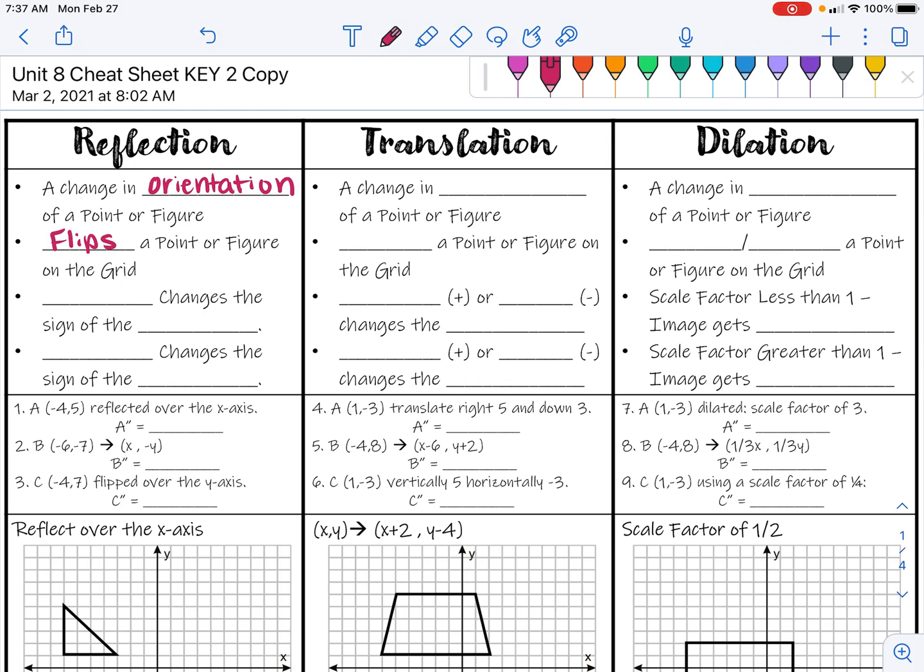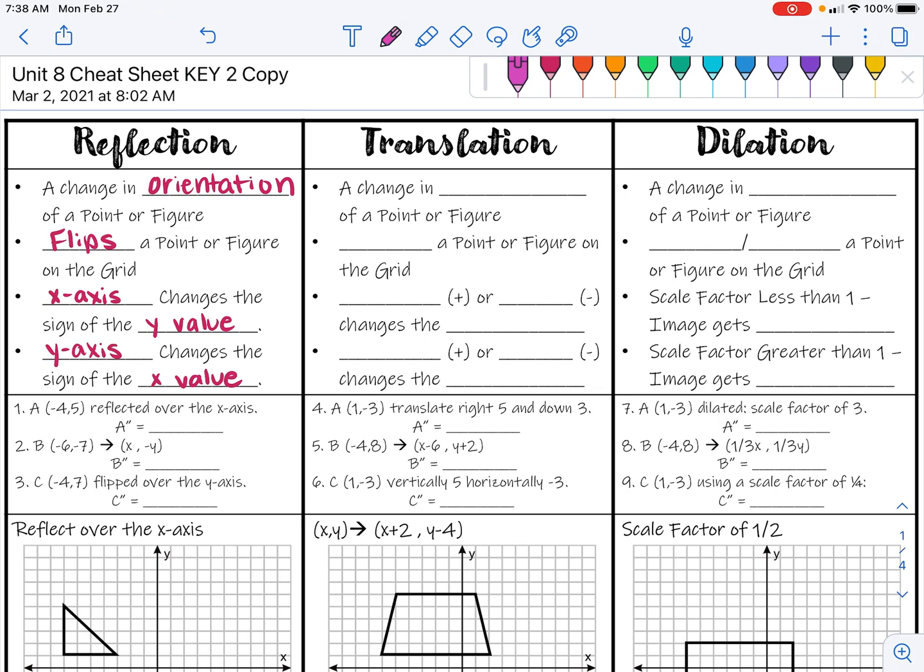If we have an x-axis change, that changes the sign of the y value. If we have a y-axis change, this changes the x value. Remember, it is opposite. So if you're flipping over the x, that means the x stays the same and the y changes its sign. If it was negative, now it's positive. So let's go ahead and look at some examples.